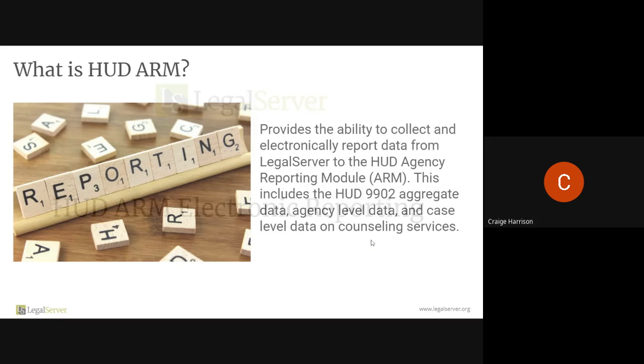So what is the HUD ARM reporting module? It gives you the ability to collect your data and then electronically report it to the HUD agency reporting module, also known as ARM. This includes the HUD 9902 aggregate data, the agency level data, as well as the case level data on counseling services as well.